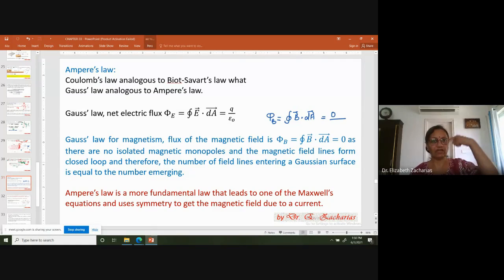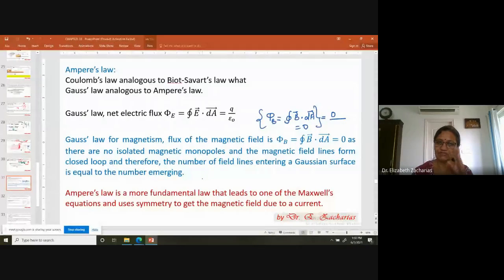Every time the magnetic fields form closed loops. So if I have a magnet inside and I take a volume around it, the number of lines coming out will be the same as the number of lines going inside. Flux is represented by the number of lines cutting through a surface. Since the number of lines cutting in and out are equal, the flux is zero. Therefore, Gauss law for magnetism is going to be this equation. It's not going to help you determine the magnetic field. So this is where we go to Ampere's law.